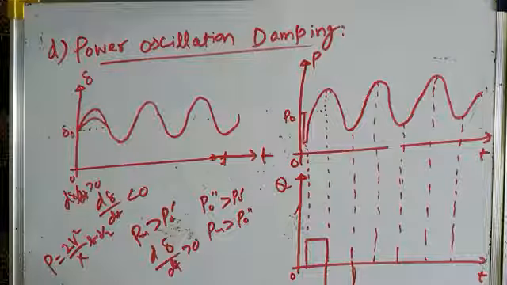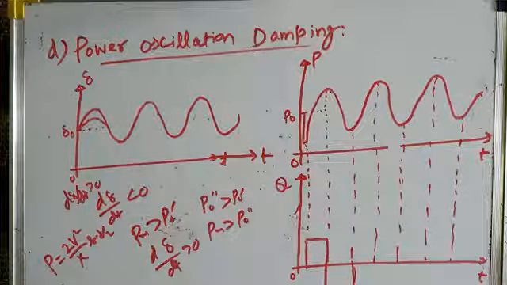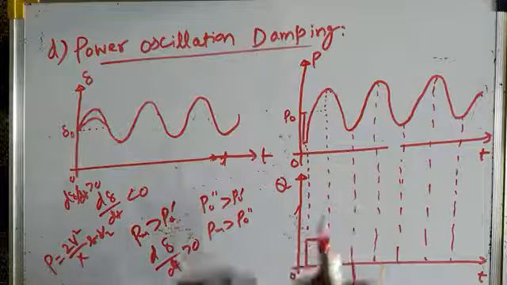उसका मतलब ये हुआ, when will delta decrease? Delta will decrease only when machine decelerates. And when will machine decelerate? When electrical power transferred over the line is greater than mechanical input. तो उसको बैलेंस करने के लिए your compensator now absorbs the reactive power.